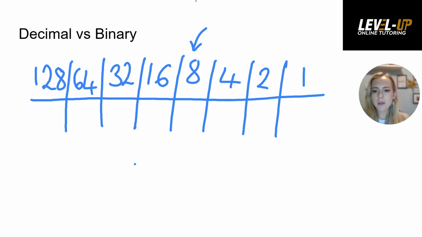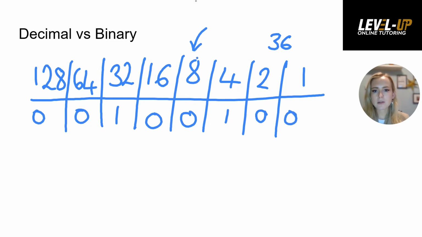So, for example, if I wanted to represent the number, let's go for 36. These two numbers are too large, so I'm going to put 0. When we're making the number 36, well, 32 fits in there quite nicely. And what number do I need to bring it up to 36? Well, it's 4. The rest can be zeros. So let's just double check that. 32 add 4 is 36.